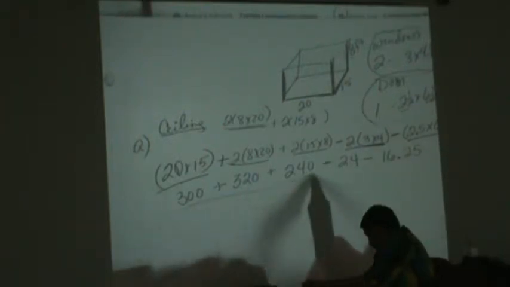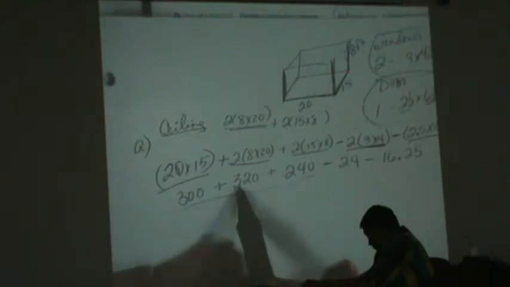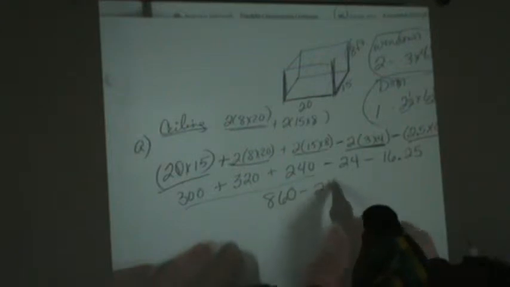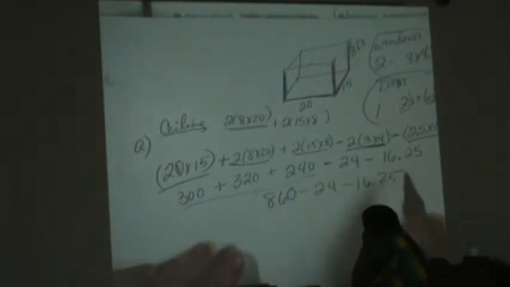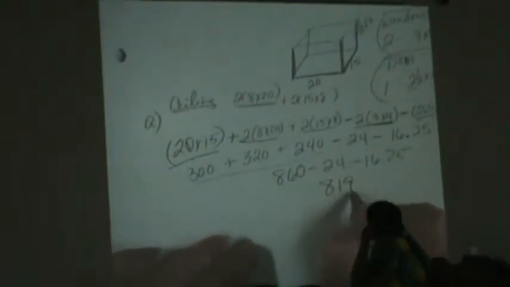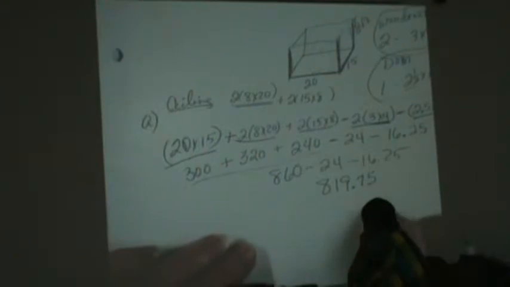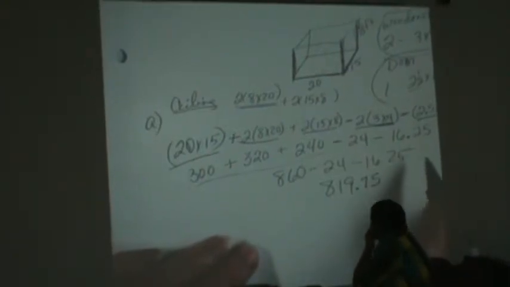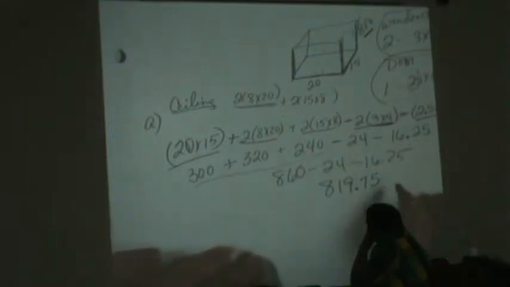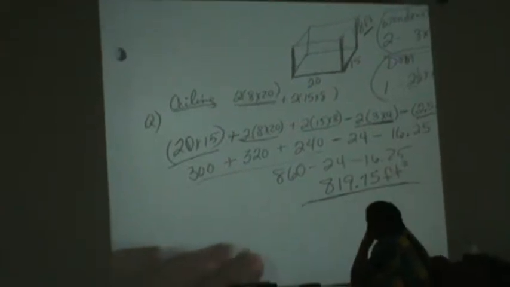So if you add all those up, we have 860. Then we subtract the 24 and the 16.25. So it should come out to 819.75 something. What is that? Square feet, right? Yeah. That's how many square feet you have that need to be painted. That's your walls and your ceiling.